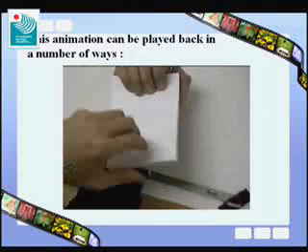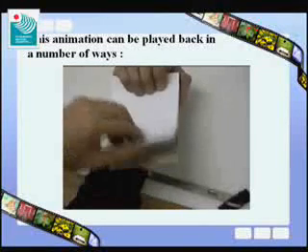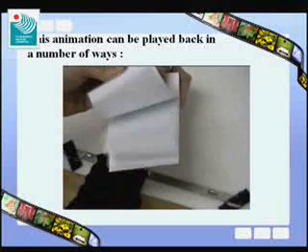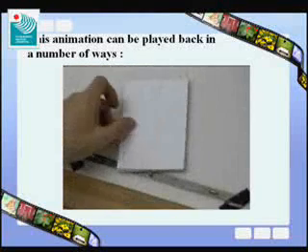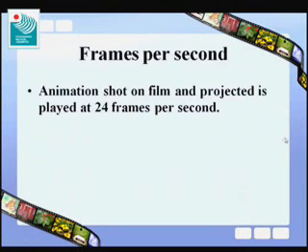The drawings could be shot on film, one drawing at a time with a movie camera, and played back using a cinema projector. They could be shot on a video camera and played back with a video player. They could be shot with a video camera attached to a computer and played back on the same computer using an animation program, or they can be scanned into the computer and played back.